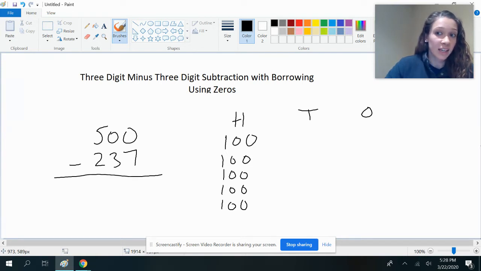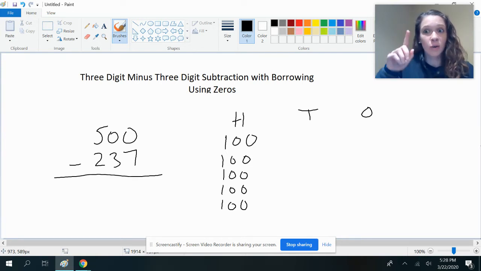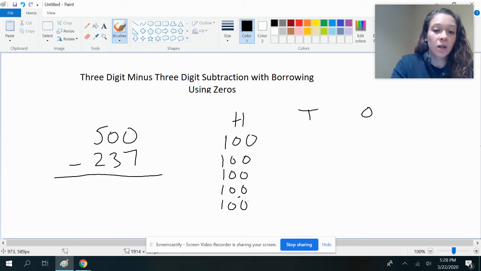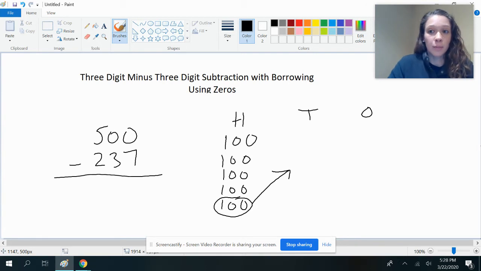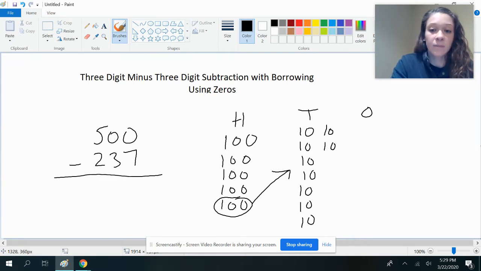Otherwise, if we were taking 100 and bringing it to the ones, that will be 100 ones that we would have to draw out. And that's not what we're going to do because that would take forever and be a little bit confusing. So let's start by borrowing 100 and bringing it into the tens. Remember that 10 tens is 100. So I'm going to draw that out. 1, 2, 3, 4, 5, 6, 7, 8, 9, 10, and I will cross out that 100 so I know it's not there anymore.